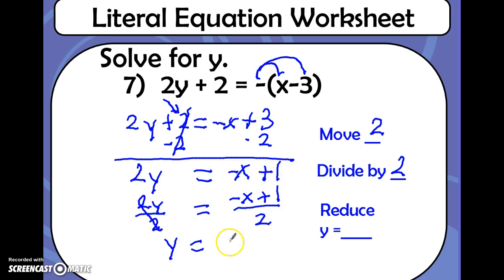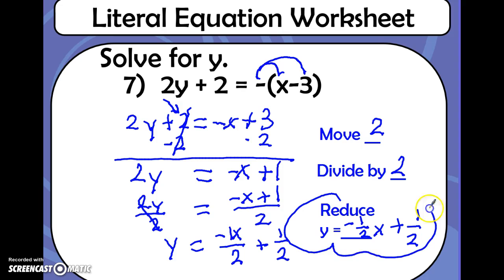You can break that apart and put each term over 2. So the first one would be -1x, same thing as -x, over 2, and 1 over 2. So it's -1/2 x plus 1/2 is your solution for number 7.